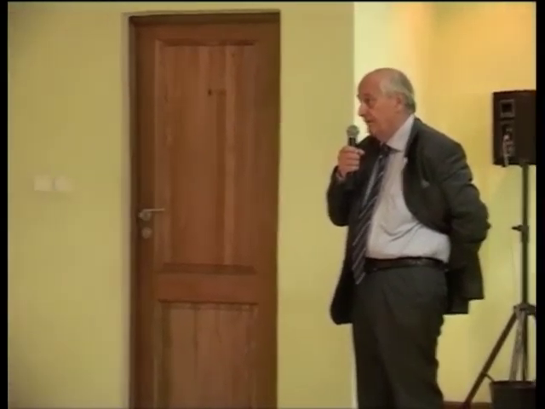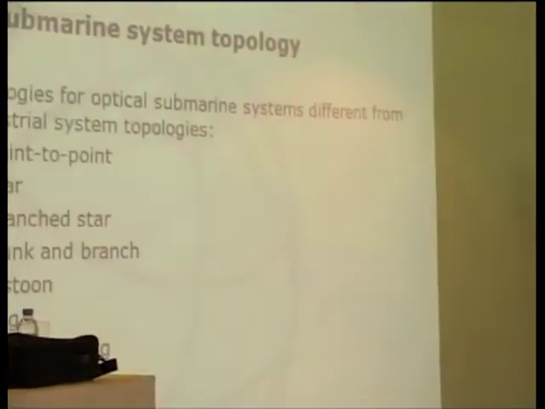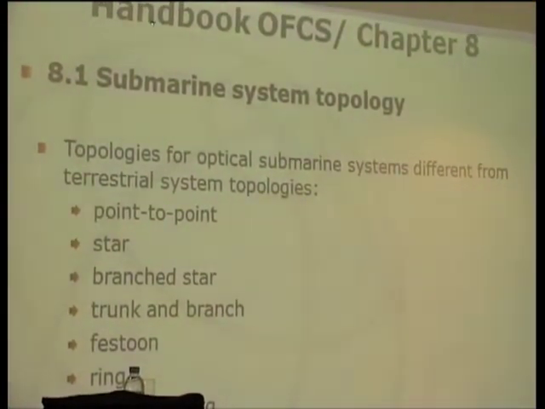For the architecture, let's say, of the submarine system, we can have different kinds of topologies. We run from point to point, to star, to branched star, trunk and branch, festoon, ring and branched ring. Now we are going fast through each one of them.